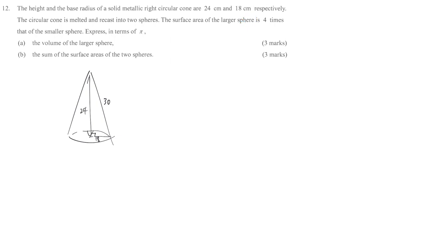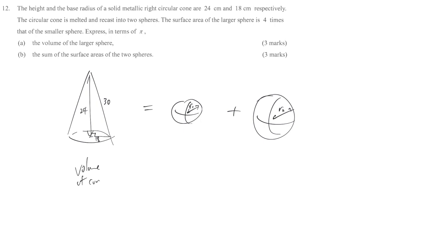Okay, afterward, this becomes two spheres. The smaller sphere plus a larger sphere with different size. So they have different radius and different volume. So what is the meaning of melt and recast? Which means before we melt it, the volume, and after we melt it, the volume should be the same. So volume of cone should equal V1 plus V2, while V1 representing the volume of the small sphere, V2 representing the volume of the bigger sphere.